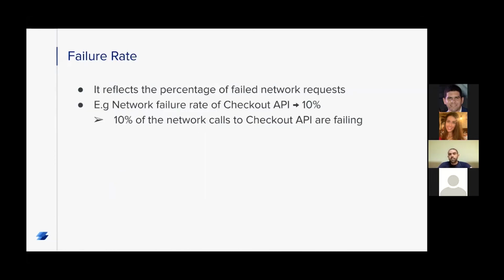The third and last metric you can get an alert triggered for in APM at the current time by Instabug is the failure rate, and this basically reflects the percentage of failed network requests. So for example, if the network failure rate for the checkout API is 10%, that means that 10% of the network calls to the checkout API are failing.